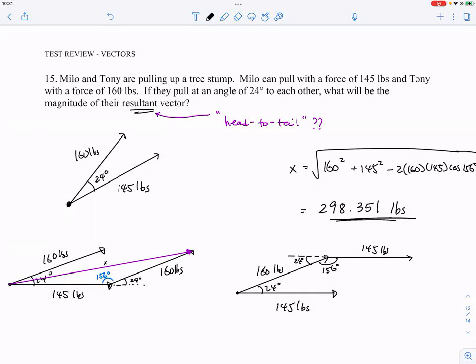So when they pull together, the resultant force is going to be 298.351 pounds. Again, when you see the resultant vector, ask yourself, is it head to tail? If it's not, make it happen. Number two, when you draw the diagonal, make sure you do not assume the wrong thing. What happens is students assume this angle to be 12 degrees, and then they use the law of sines. I would say, no, it's not 12 degrees. Second, you've got all the information to use the law of cosines. Use the law of cosines.